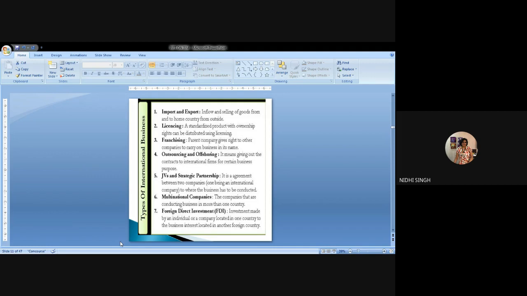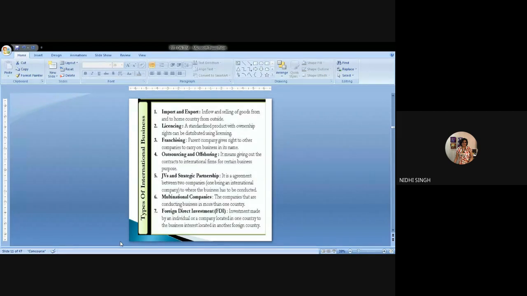Now, licensing: a standardized product with ownership rights can be distributed using licensing. What is licensing? We distribute right of ownership in licensing. Now, in franchising, parent company gives the right to a company to carry the business in their own name. That is franchising. Outsourcing and offshoring means giving out of the contract to an international firm for certain business purpose. Outsourcing and offshore sourcing is this, giving contract.